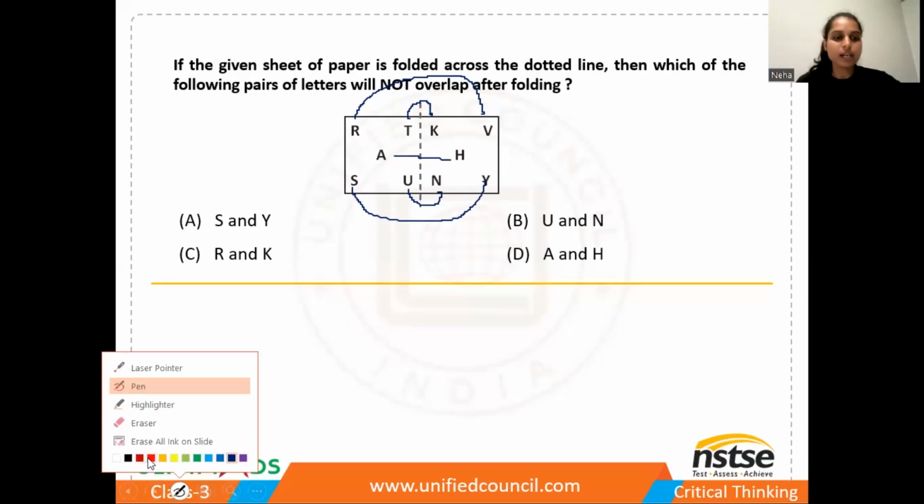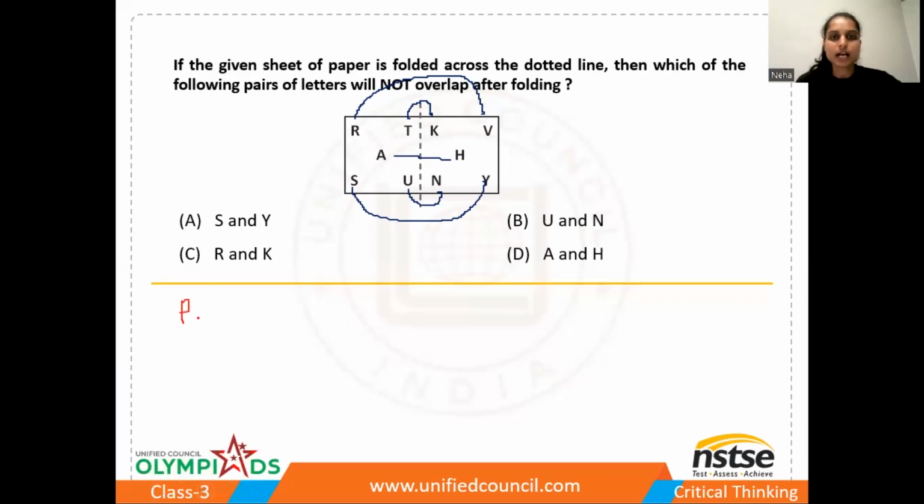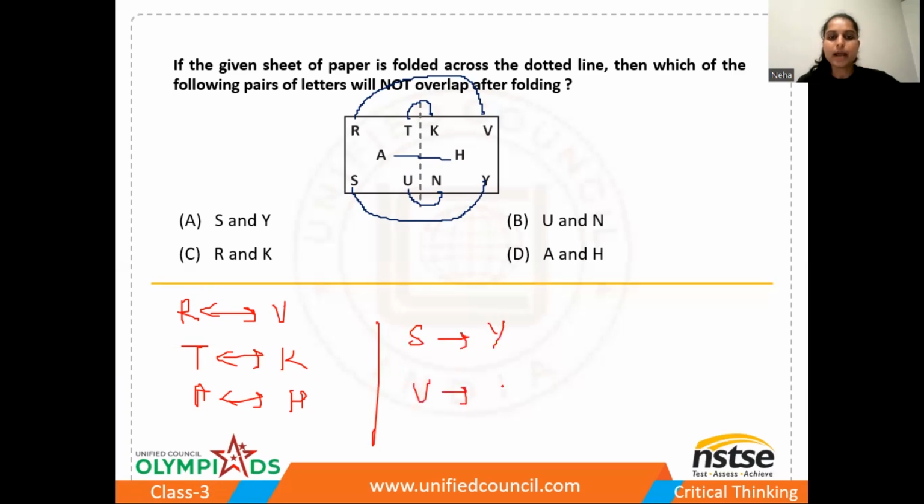So now let me list them. So this is R and P, T and K, okay, A and H, S and Y, and U and N. Okay, these alphabets will overlap each other. Correct? So U and N, yes, option B is right. A and H, yes, option B is also right. S and Y, yes, this option is also correct. This is U and N, and this is A and H.